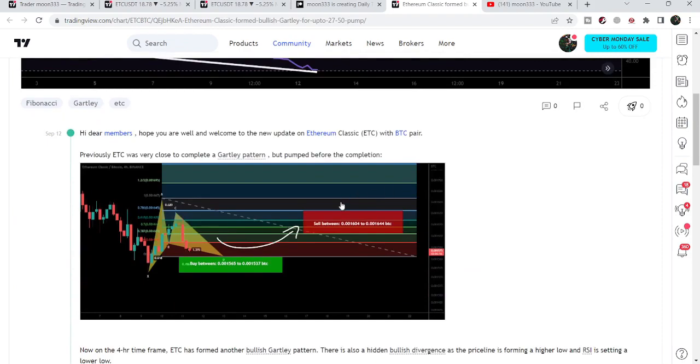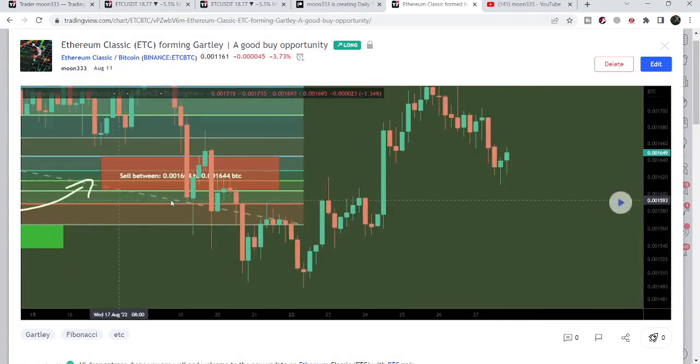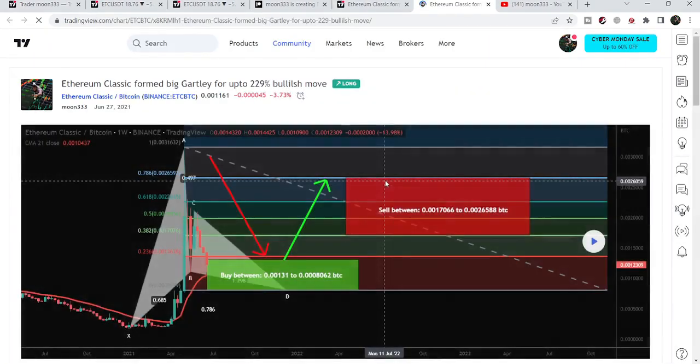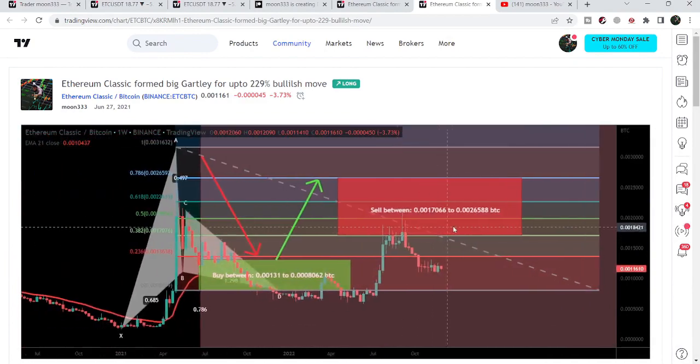And before that, I also shared another harmonic Garley, but this time it was very close to completing its final leg but could not complete it. You can see it started the reversal move, a very powerful pump, without completing the leg. And before that, I also shared another harmonic bullish reversal trade signal that was another Garley pattern with the Bitcoin pair. If I play this chart, you can see that the price line started a very nice reversal move.